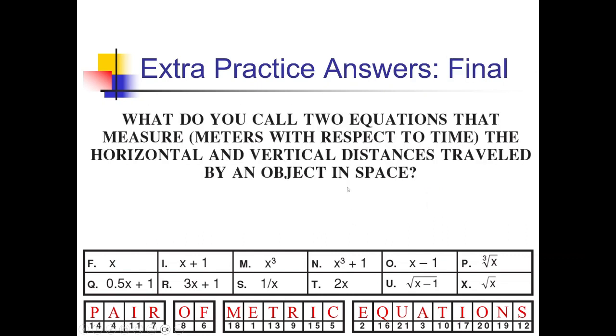Now to solve the puzzle, what do you call two equations that measure meters with respect to time, the horizontal and vertical distances traveled by an object in space? You call them a pair of metric equations. There we go. Kind of like parametric.